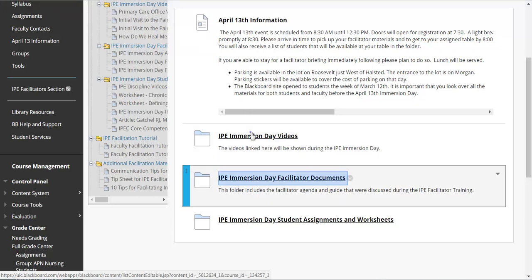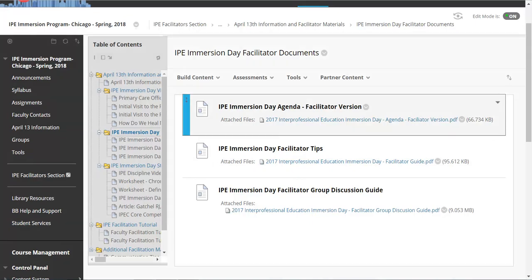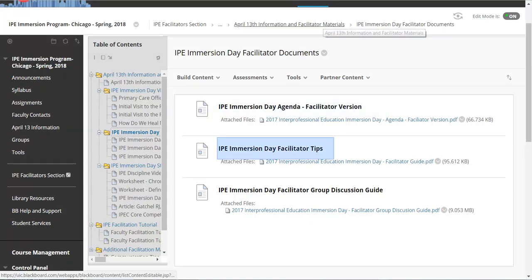The IP Immersion Day Facilitator documents has the PDFs that you would use to assist you in facilitating your table during the IPE Immersion Day. There is a facilitator version of the IPE Immersion Day agenda, a one-page facilitator tips guide, and the IPE Facilitator Group Discussion Guide, which will walk you through the IPE Immersion Day and give you talking points for when you are leading the students through discussion.